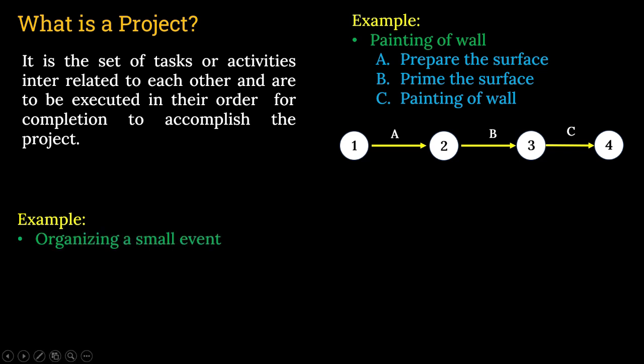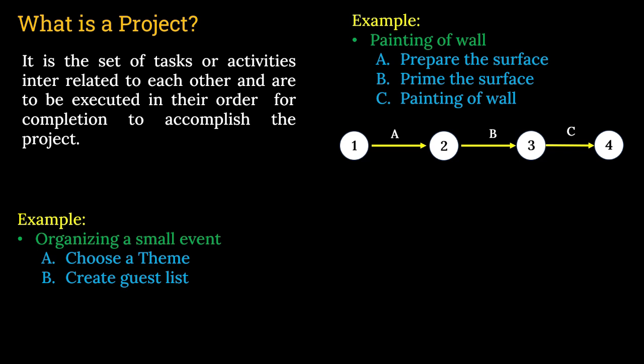What is the task? What is the project out here? Organizing a small event. You may have a small event at home. Let us try to break down. To organize that small event, what is to be done? First of all, you have to choose a theme, whether it is a birthday or marriage anniversary or any other get together. That theme you have to decide on.